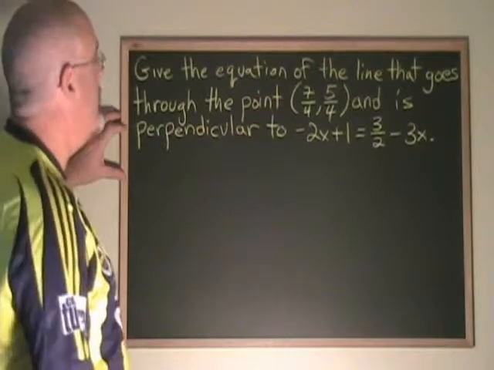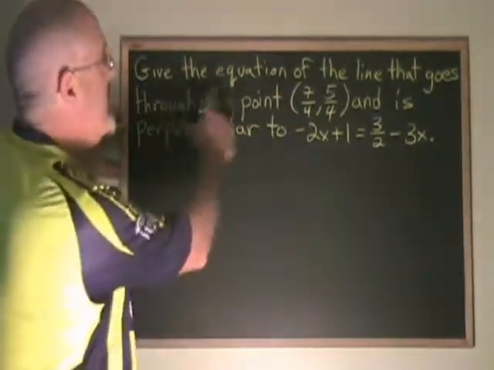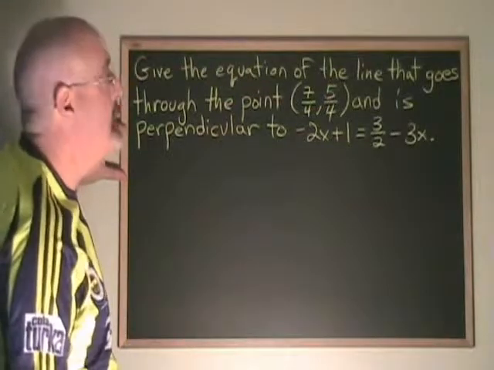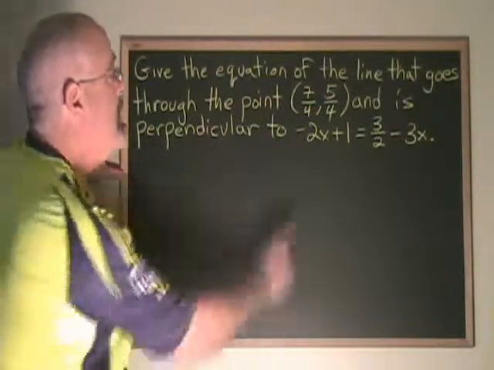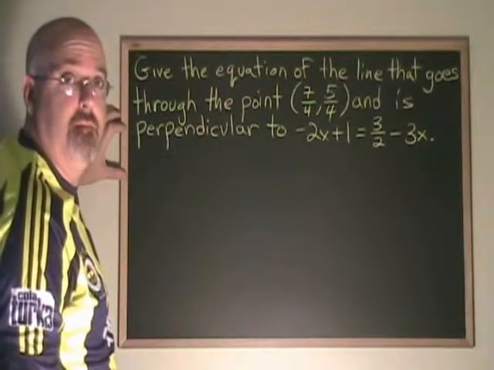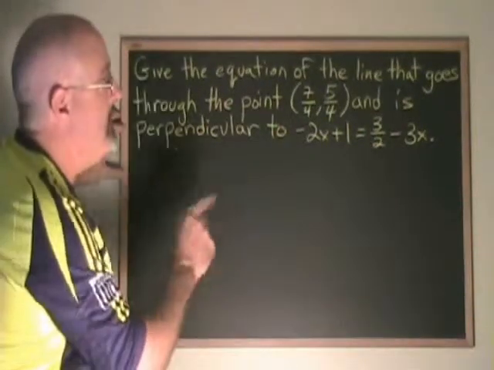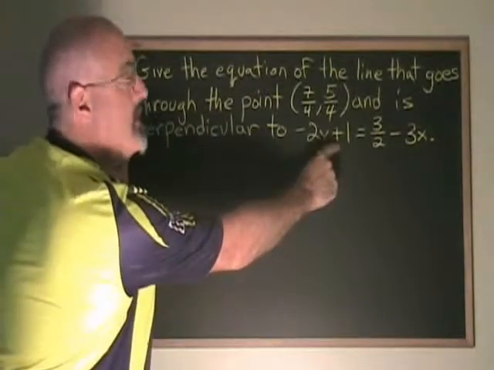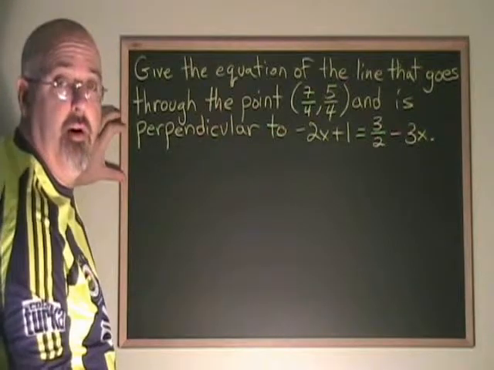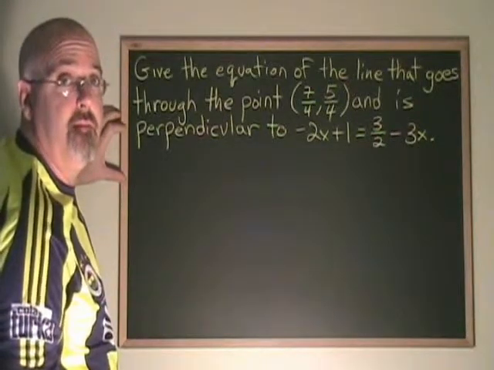In this example, we are asked to give the equation of the line that goes through the point (7/4, 5/4) and is perpendicular to -2x + 1 = 3/2 - 3x. The first thing we should notice is that this equation does not have a y, and therefore it will simplify to x = number. It is a vertical line.